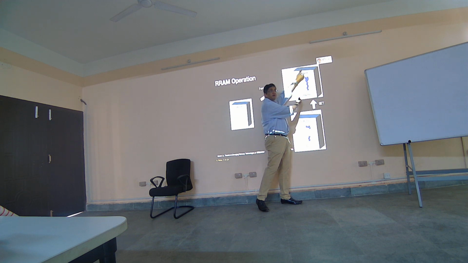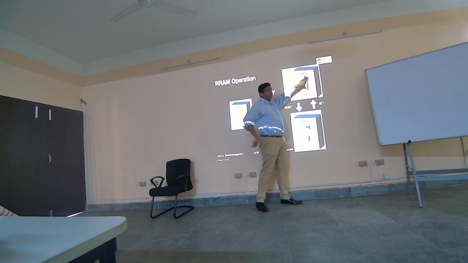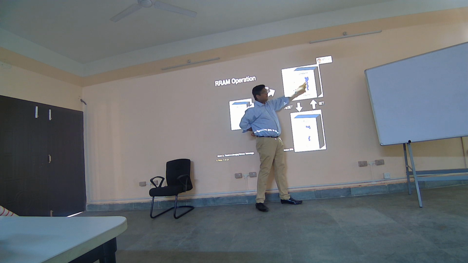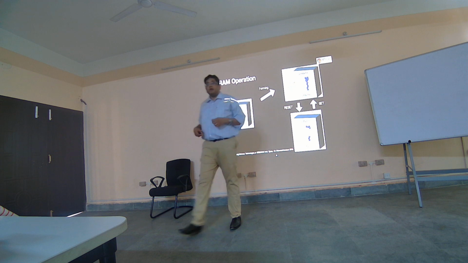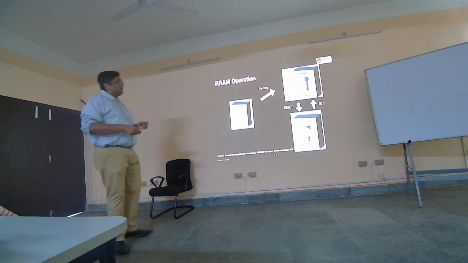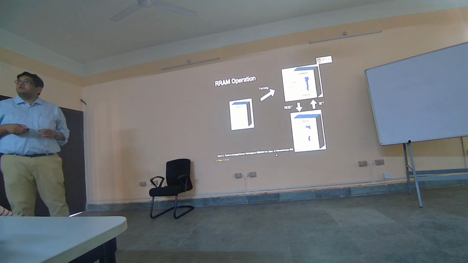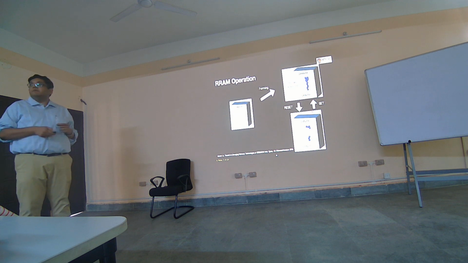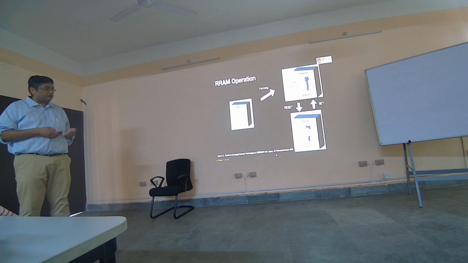These are your two electrodes, and if I measure the resistance between these two electrodes, if a filament is present, it's going to show a low resistance. If the filament is not present, it's going to show a high resistance. And you control this filamentary mechanism by applying a certain voltage. So what you end up seeing is that you are able to change the resistance of this film dynamically. And that's the operation of the RRAM.